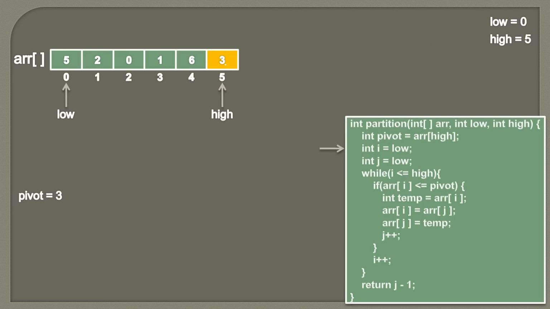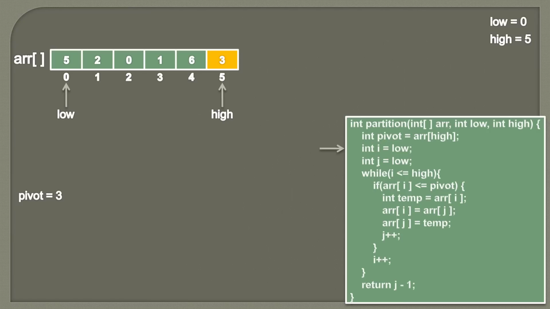And after this pivot selection, our job is to do this partition. Elements lesser than 3 will go on one side, which is the left side. Elements greater than 3 will go on the right side. And the elements which are equal to pivot can go on either side. So when we perform the partition, we take the help of two variables i and j. Here i and j both start from low. Currently low is pointing to 0 index.